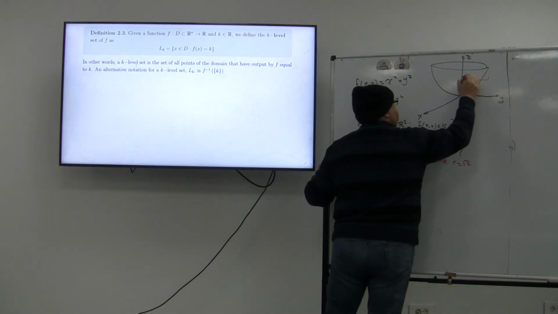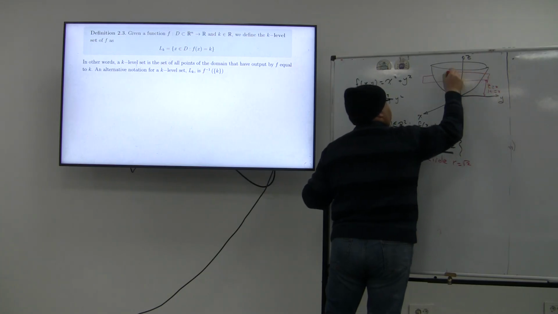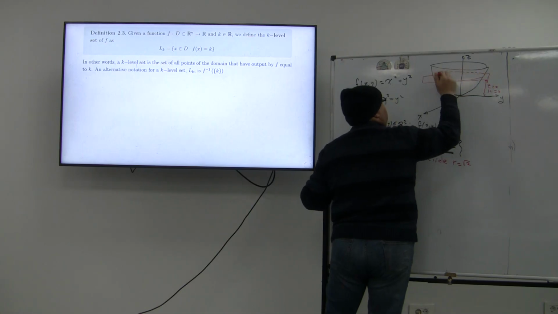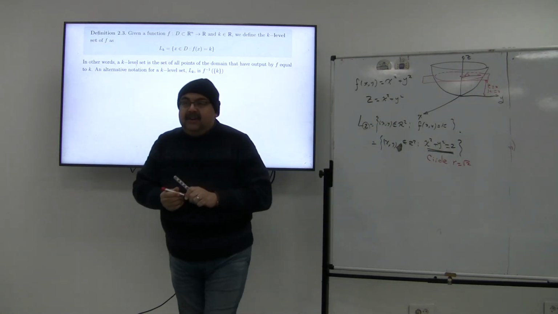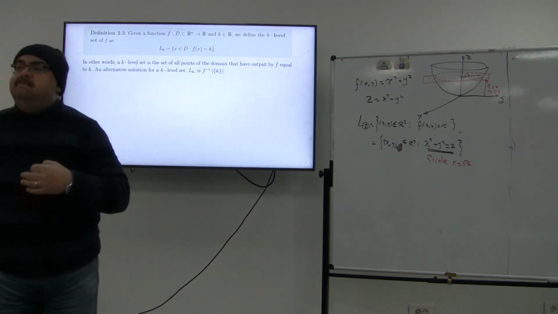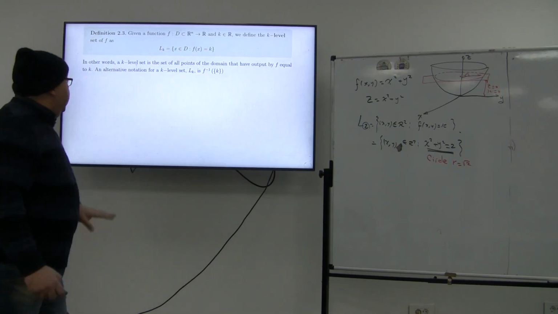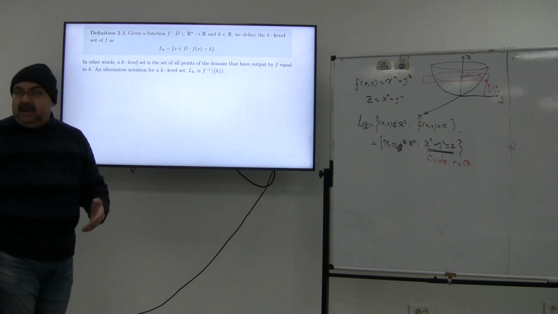I'm going to intersect this paraboloid with a plane, where z is equal to 2, or k is equal to 2. So what will I have? I will have a circle, as you can see, with a radius of root 2. That's the level curve. So using level curves, I will be able to draw or imagine a shape in 3 dimensions or more. This is what we mainly meant by level curves.